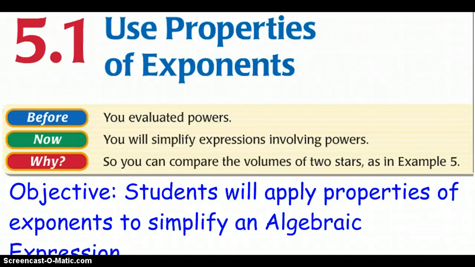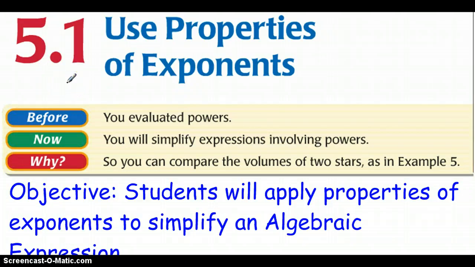Okay guys, today we're going to move on and go to chapter 5. We're going to start with section 5.1, properties of exponents. You've seen these before in Algebra 1 and probably sometime in junior high math. So go ahead and write down the title, properties of exponents.